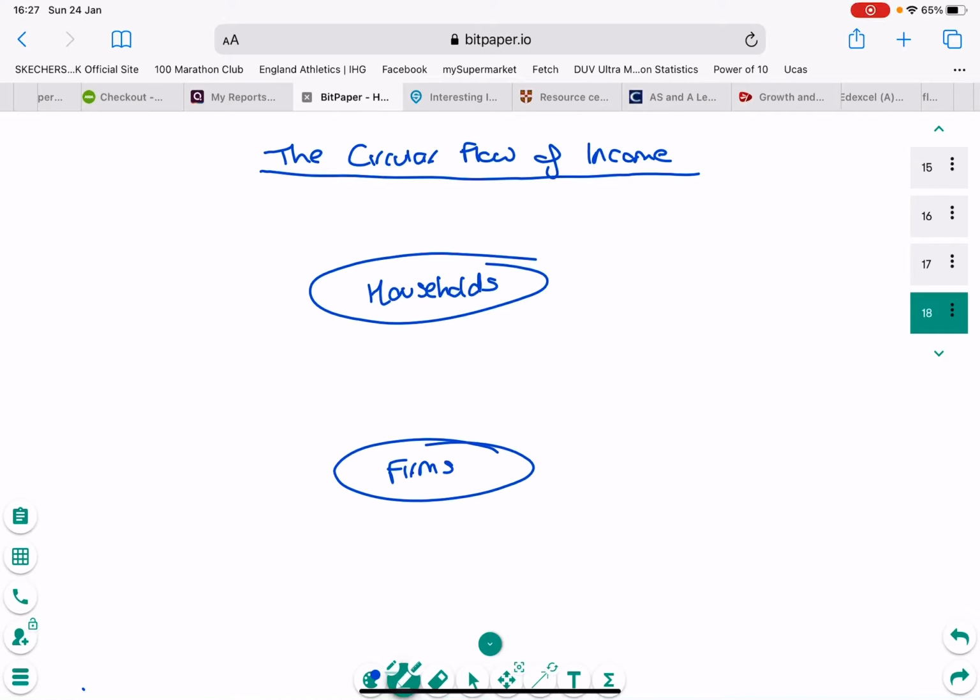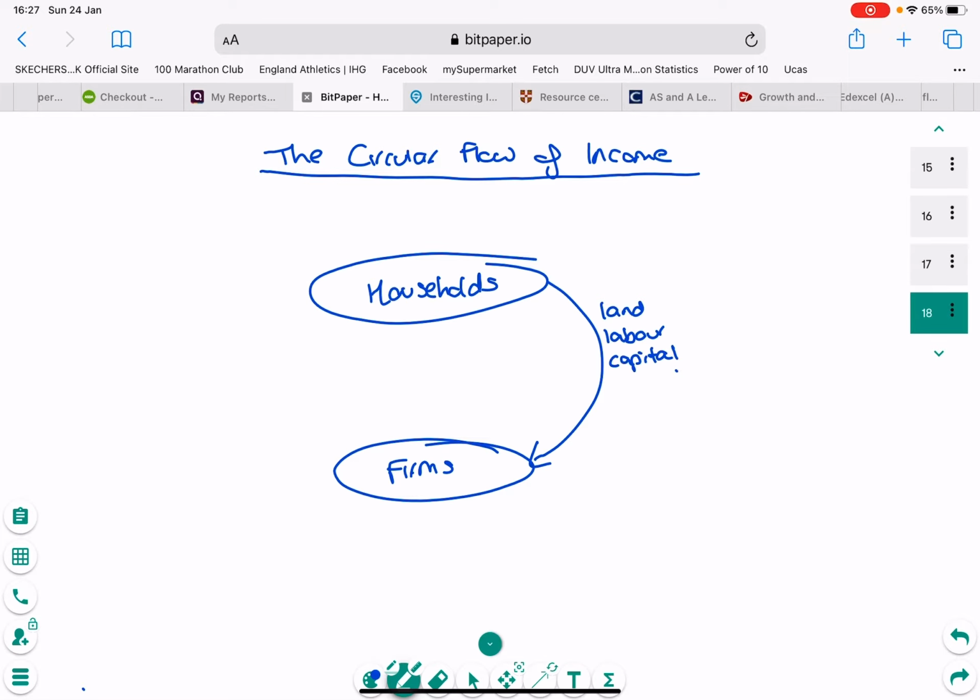What we're going to look at now is the circular flow of income. So we're going to look at money flowing between households and firms. What happens is households supply to firms land, labour and capital.